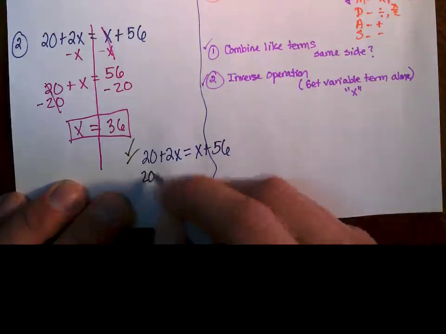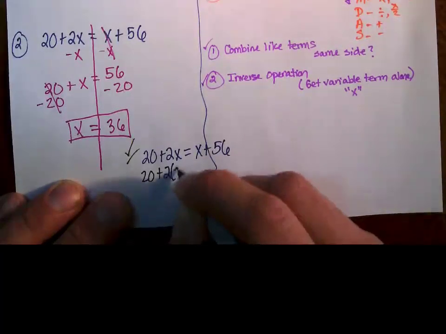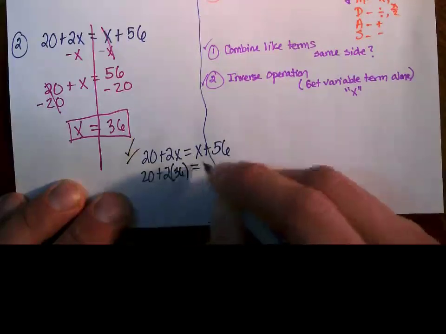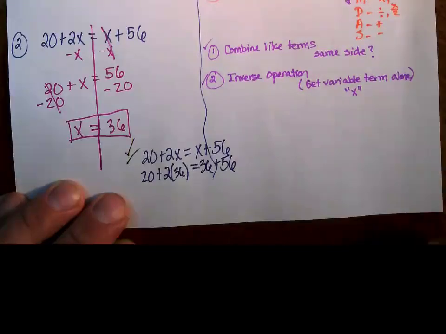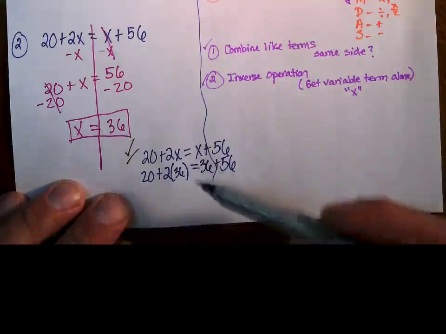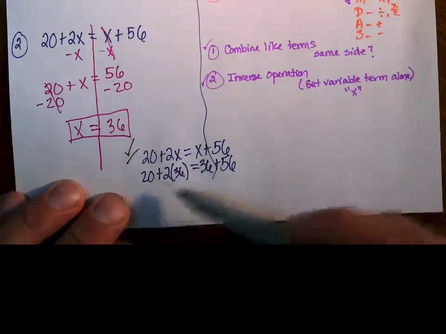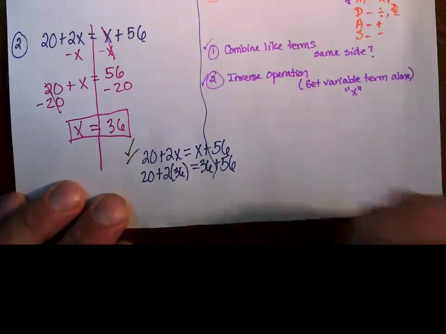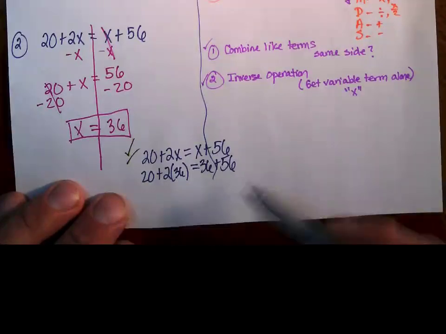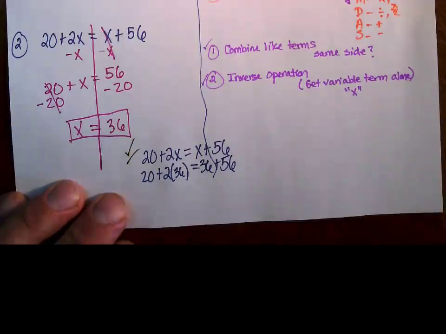So we have 20 plus 2 times 36 equals 36 plus 56, right? Now we got to think PEMDAS, right? Parentheses, exponents, multiplication, division, addition, subtraction. Now, we do not have parentheses. These parentheses represent multiplication, or that operation. So don't confuse that. We don't have exponents, but we do have multiplication. So we have to do our multiplication before we can add. Otherwise, we're not going to get the correct check.